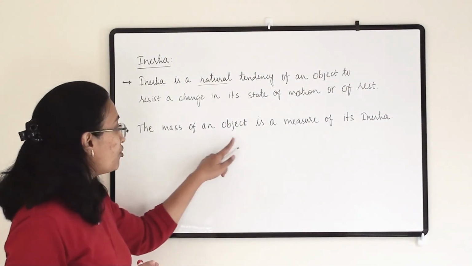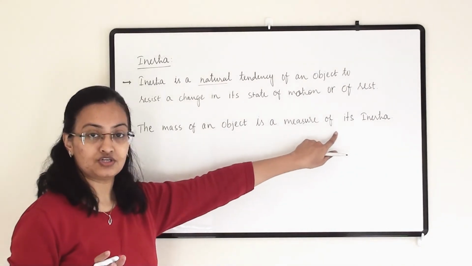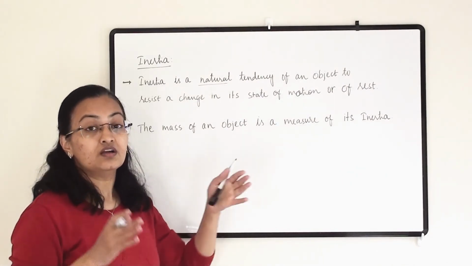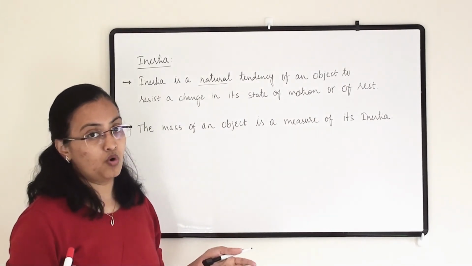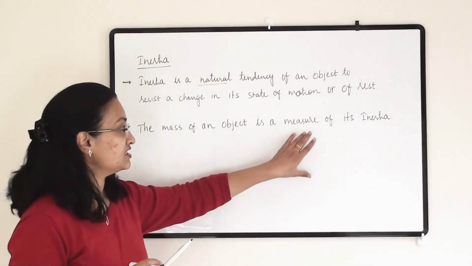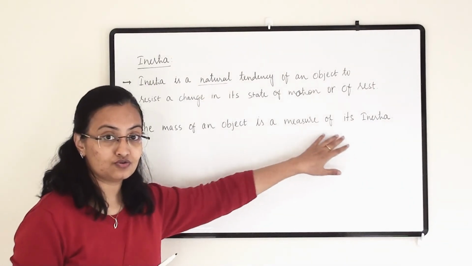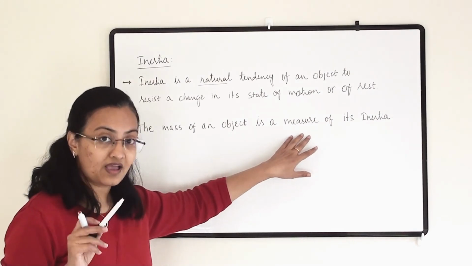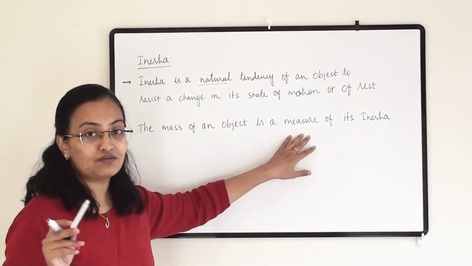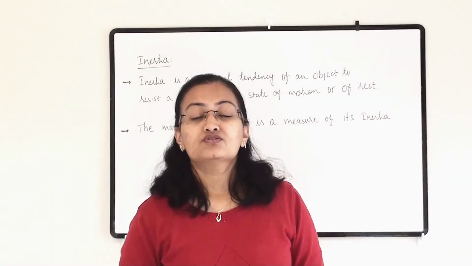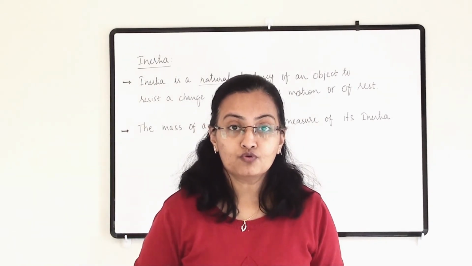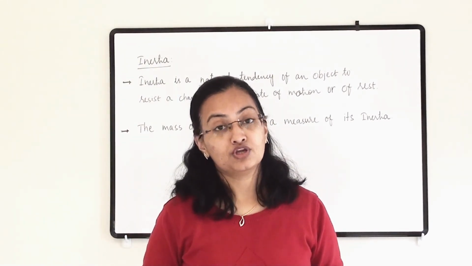The mass of an object is a measure of its inertia. Heavier the object, its inertia will be more. So the mass of an object is the measure of its inertia. So how to measure inertia? Heavier the object, the inertia will be more. So this was all about the first law of motion, inertia and the measure of inertia.